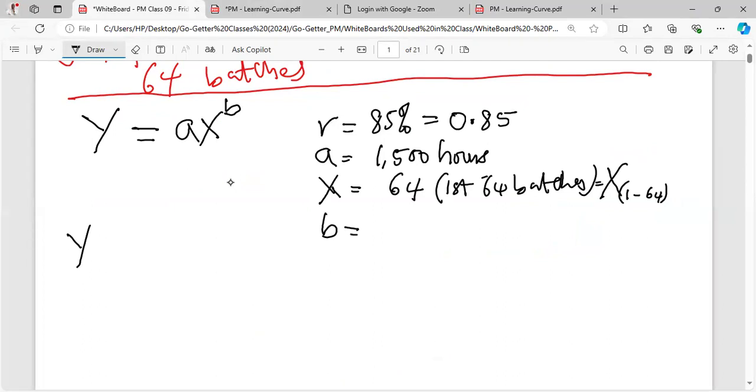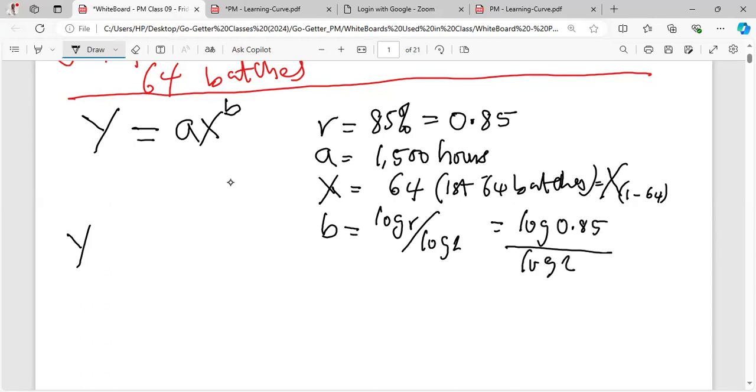It's going to give me log R divided by log 2. So which means it's going to give me log 0.85 divided by log 2. This is still going to give me, what is log of?